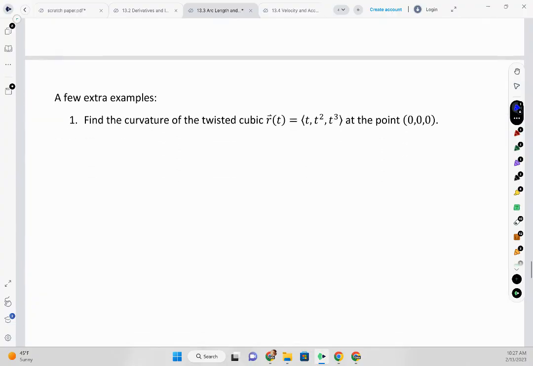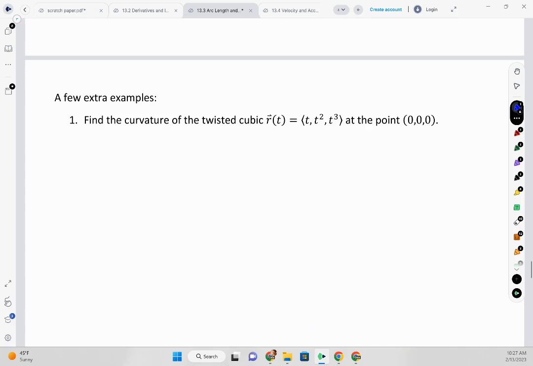Now I have a few extra examples, in case anybody's really struggling with these curvature functions. Pretty much all of the calculations are included in the unit tangent and then the unit normal as well. So it's a whole lot of finding r primes and r double primes and T's and T primes and whatnot.